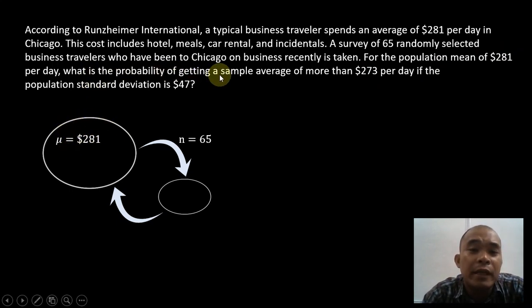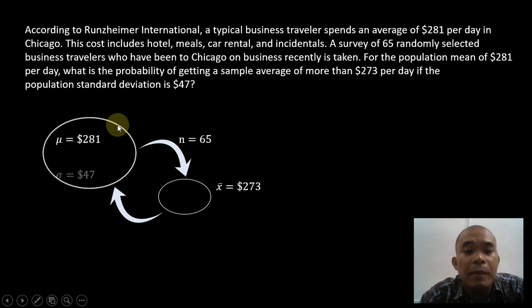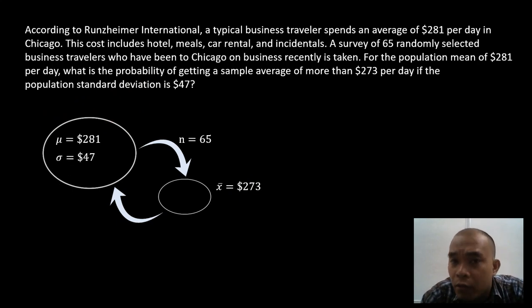What is the probability of getting a sample average? So from the 65, what's the probability of getting a sample average of more than 273? So that is our sample mean, greater than, and then the population standard deviation is 47. So that's the population standard deviation.